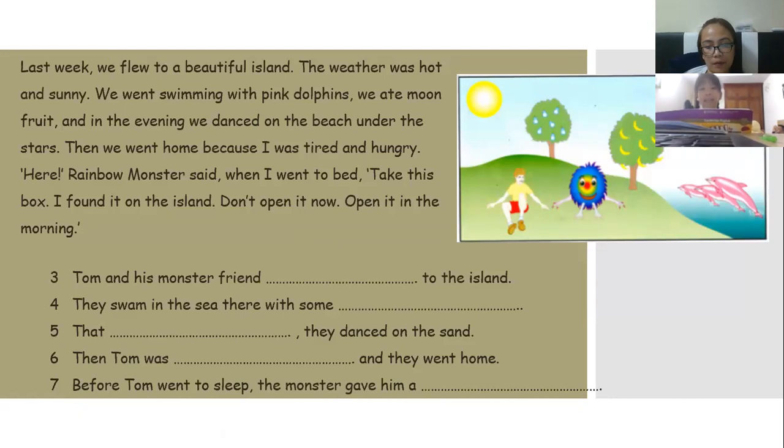We ate moon food, and in the evening we danced on the beach under the stars. Then we went home because I was tired and hungry. Here, Rainbow Monster said, when I went to bed, take this box. I found it on the island. Don't open it now. Open it in the morning.